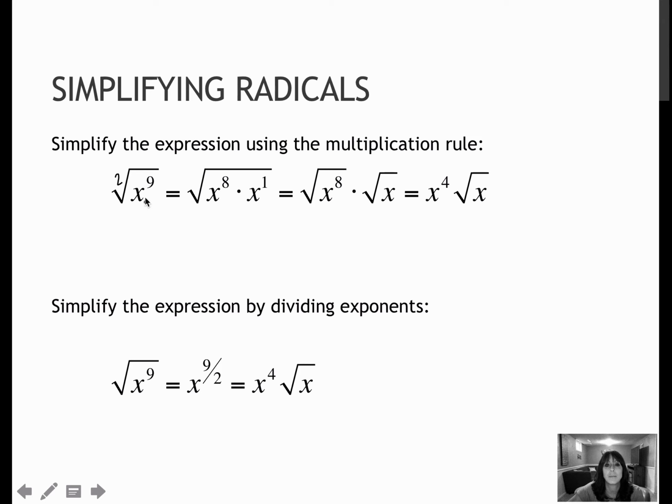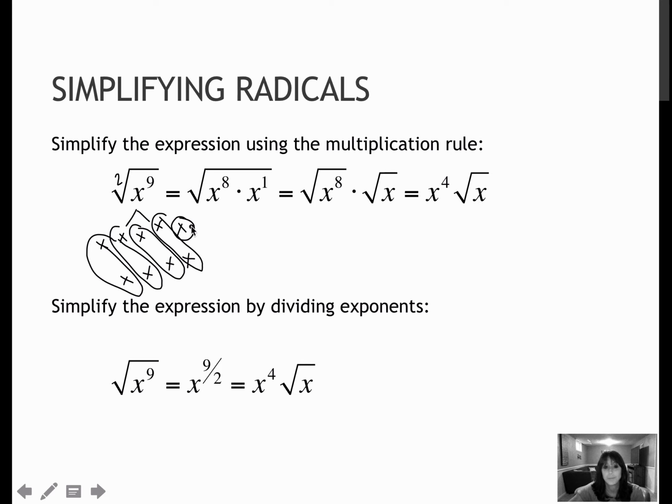So just as I did before, I could break this down into a tree, and obviously I would end up with 9 x's in my tree. I'm going to go ahead and write all 9 of them. 4, 5, 6, 7, 8, 9. I know every group of 2 brings an x to the outside. So I have 4 groups, so that means x to the 4th on the outside. I have this one left over that doesn't have a partner, and that has to stay on the inside. So that's one way to do it, is to make the tree.